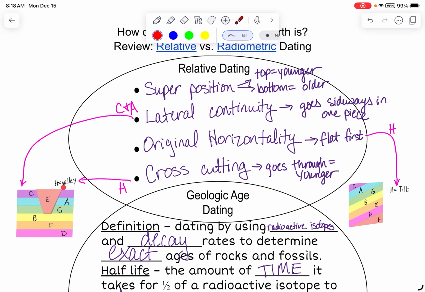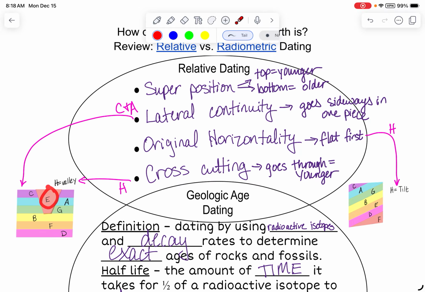Cross-cutting is what tells us that this valley right here came after layers C, A, and G, and so that's how we know this came last, because of lateral continuity. So cross-cutting always goes with lateral continuity.